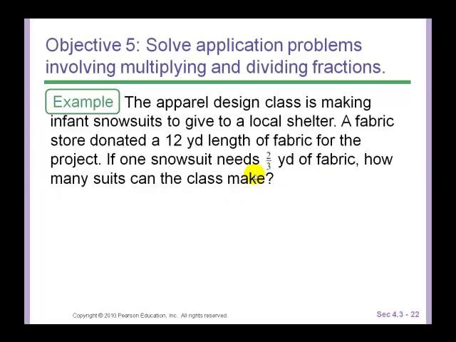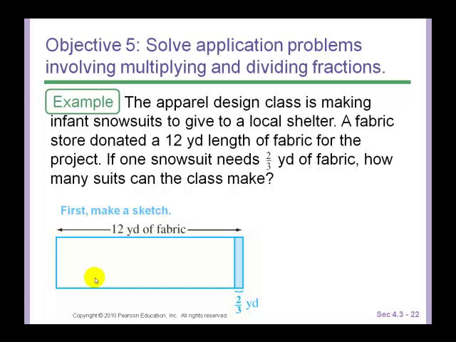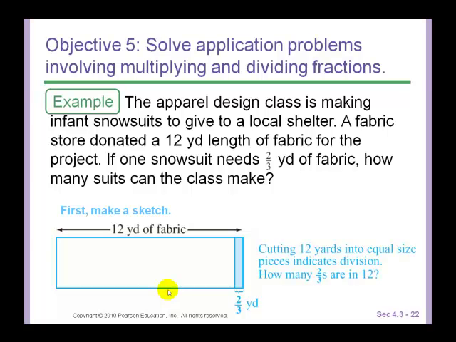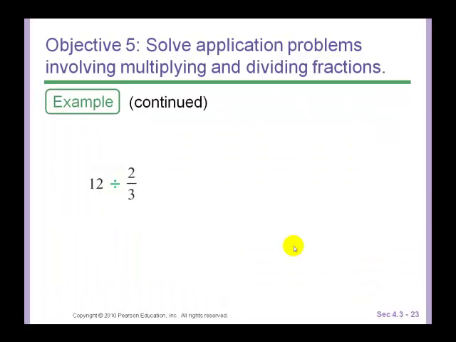In this case, it might be nice to draw a diagram. Here are your 12 yards of fabric. You need to cut out 2/3 yards for each snowsuit. So you would do 2/3 yard, cut another 2/3, cut another 2/3, cut another 2/3. You're asking yourself, how many 2/3 are in 12? When you're asking that question, how many 2/3 are in 12, you are dividing. You're doing 12 divided by 2/3.